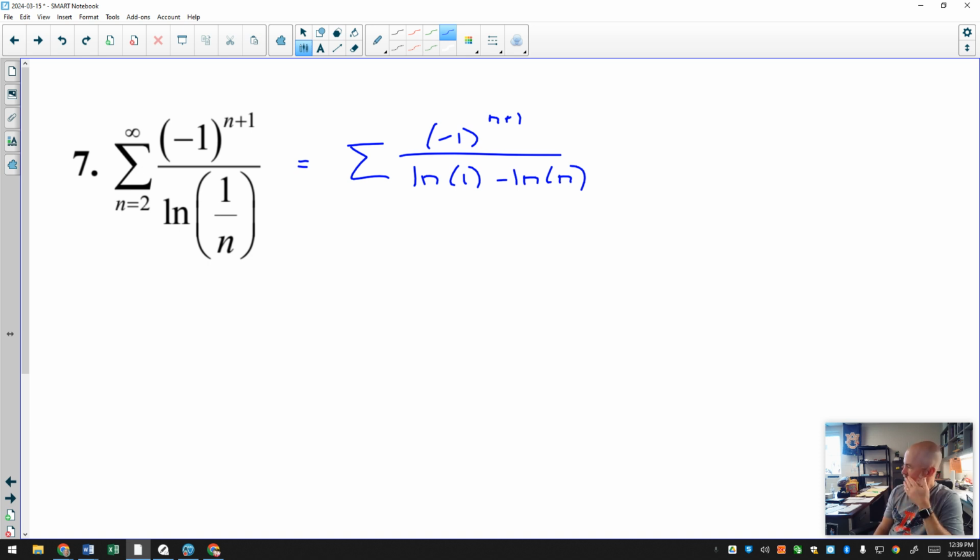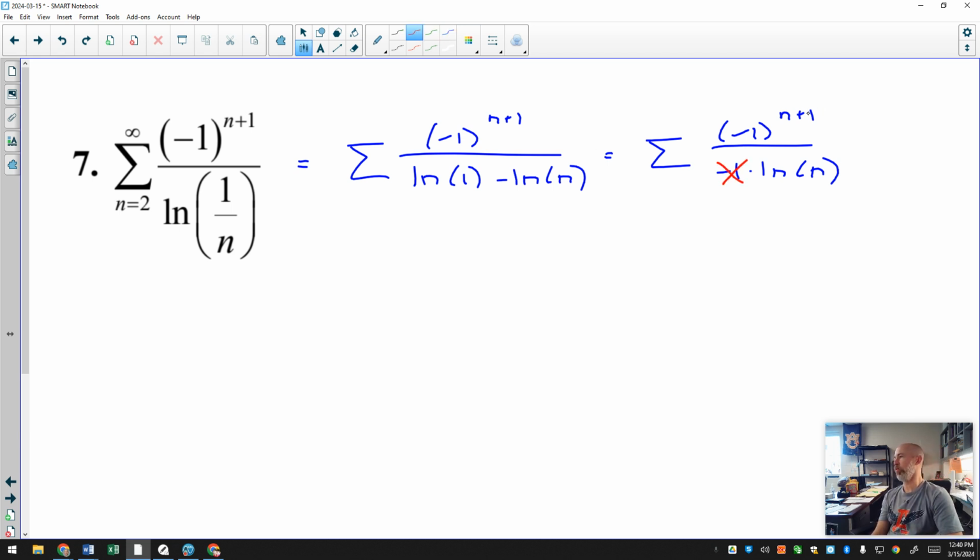Natural logs open the doors for a lot of cute little things. What is the natural log of 1? 0. So this is the same thing as negative 1 to the n plus 1 over negative 1 times natural log of n. And then I can actually cancel this negative 1 with one of these up here. And this whole series eventually cleans up to just this: the sum from n equals 2 to infinity of negative 1 to the n over natural log of n.